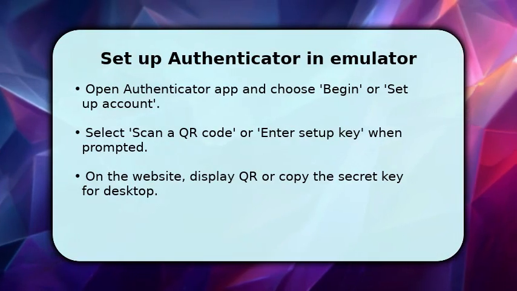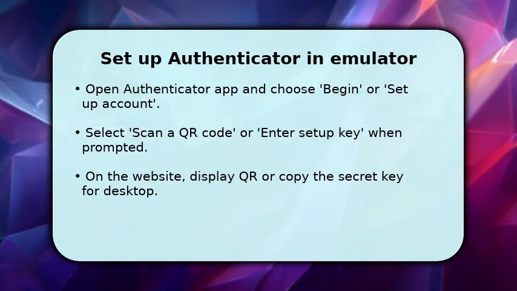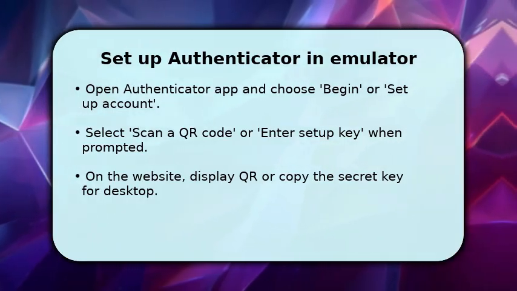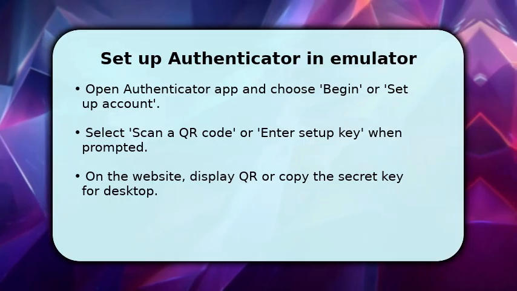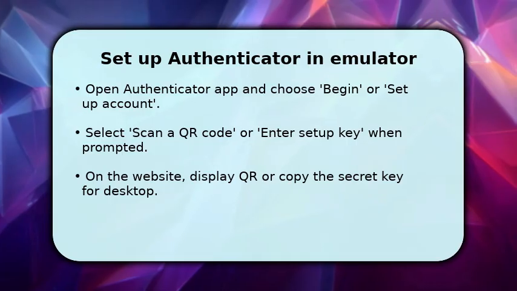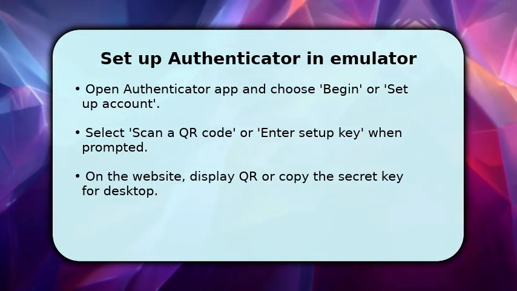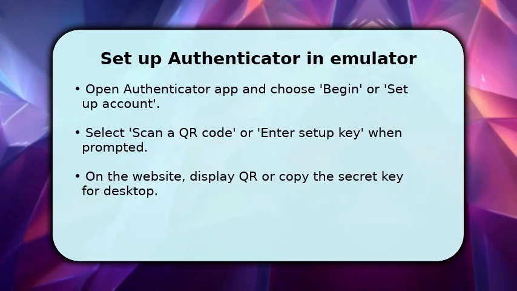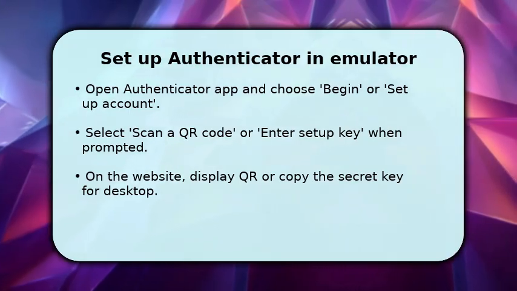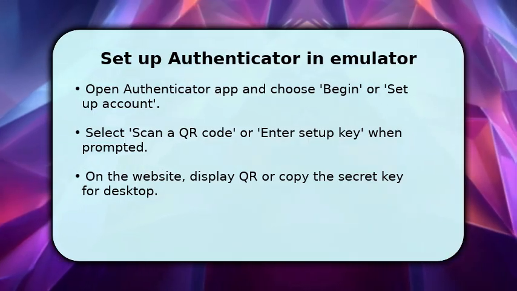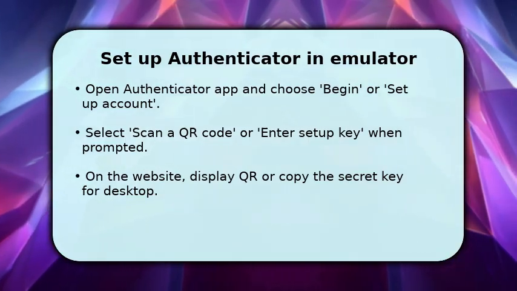Once the app is installed inside the emulator, open Google Authenticator and choose to set up a new account. You'll see options to scan a QR code or enter a setup key. Most desktop setups use the QR image shown on the website. So, on the website or service you're securing, open two-factor setup and display the QR code. Then use the emulator's camera emulation or switch to enter setup key and paste the secret. Make sure the account name is recognizable.